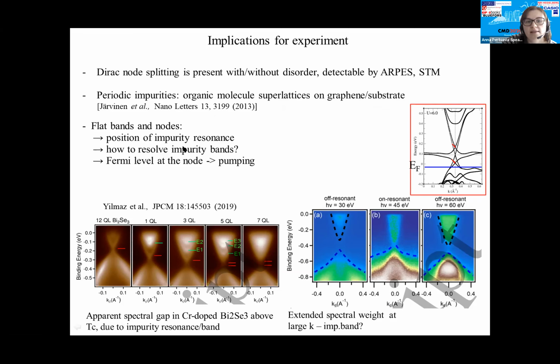Talking more about flat bands and nodes, it of course depends on the parameters of the system, whether the impurity resonance actually happens at the Dirac node in a realistic system. It depends on the kind of impurities and the host, and it's also not necessarily that the Fermi level happens to be at the relevant energy where the impurity band is. So these features somehow have to be adjusted in the experiments. For example, one possibility is to move.